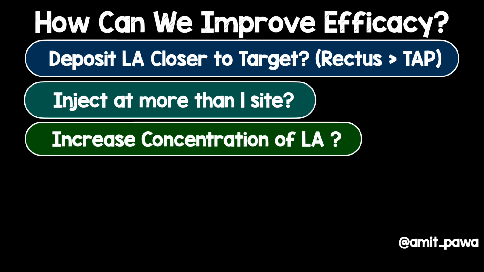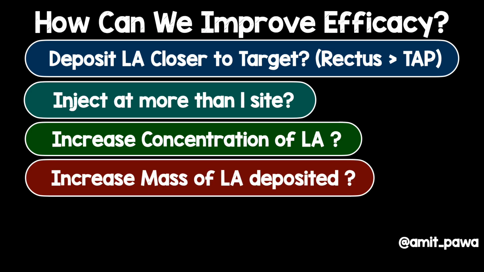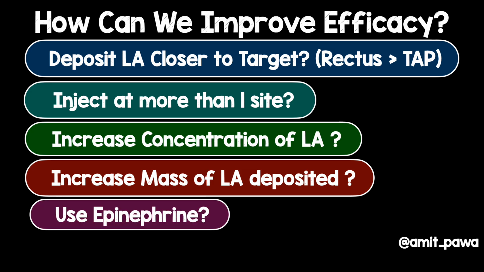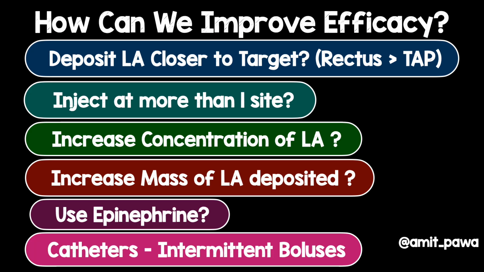We might want to consider increasing the concentration of local anaesthetic that we're administering, because if you're administering a dilute solution of local anaesthetic, maybe by the time it gets to the nerves, the amount of local anaesthetic able to act is less. So if we increase the mass of local anaesthetic deposited, that could make a difference. Or we could use epinephrine containing solutions because we're aiming to minimize the amount of local anaesthetic absorbed systemically. And if you're using catheters, rather than just doing a continuous infusion, we know that catheters work better if you use a bolus. It expands the space, you deposit a large mass of local anaesthetic around those nerve fibers, and that's probably more effective than just a continuous infusion.